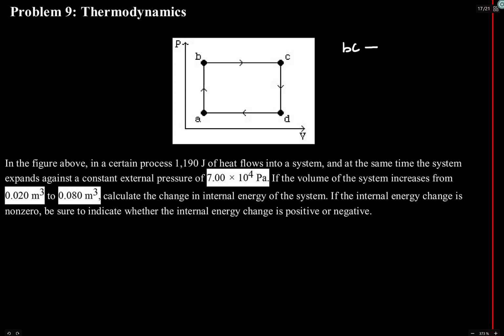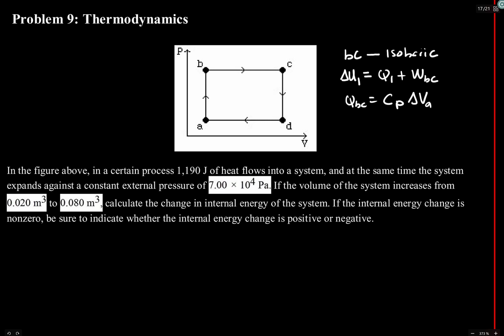BC is isobaric. Isobaric means that the pressure remains the same. So delta U1 will be equal to Q1 plus WBC. And QBC is just CP multiplied by the change in volume, the change in volume from A to D. Keep that in mind.